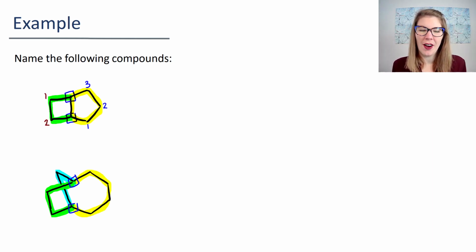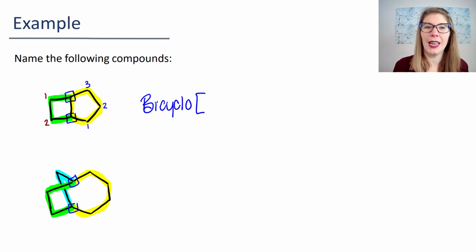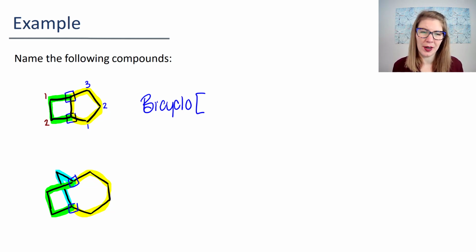For this first one, I've already gone ahead and boxed my bridgeheads in blue and highlighted my larger bridge in yellow and my smaller bridge in green. When we start assembling this name, we're going to start with bicyclo. Then we put in brackets the size of each bridge. Remember that the bridgeheads don't count as part of the size of the bridge. You're starting at a bridgehead and you're numbering 1, 2, 3 until you get to another bridgehead.